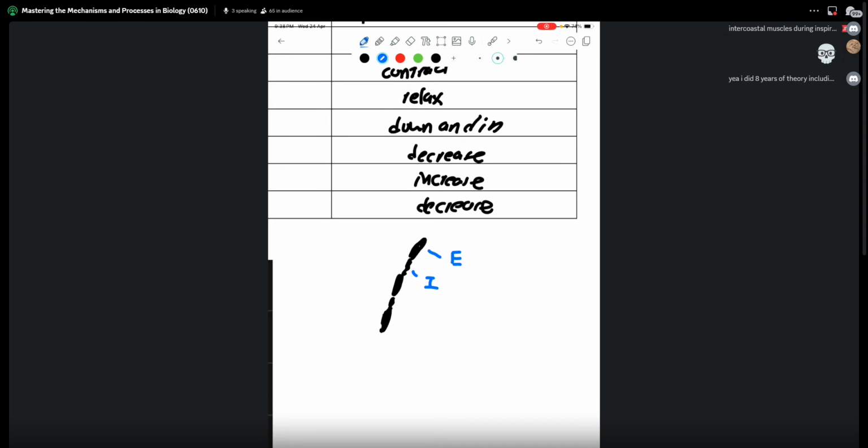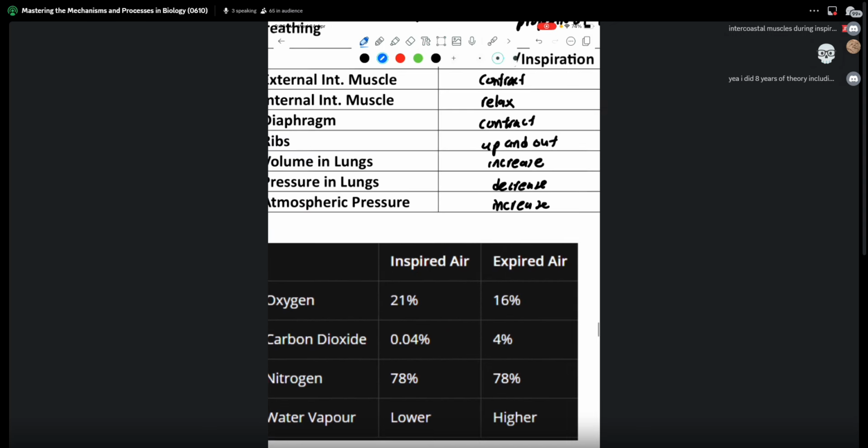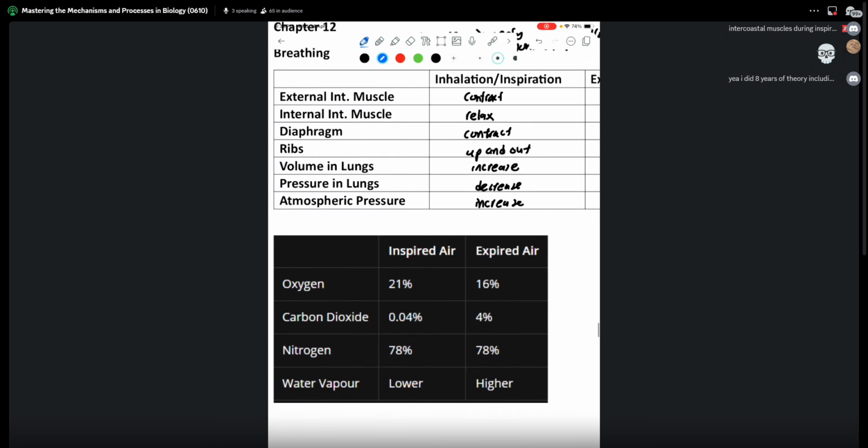All right, and one more thing. Please memorize this table, by the way. Oxygen in inspired air is 21%, expired air has 16%. If you learn in chemistry, the environmental chemistry, you know that 78% of the air is nitrogen, so 21% is from oxygen.